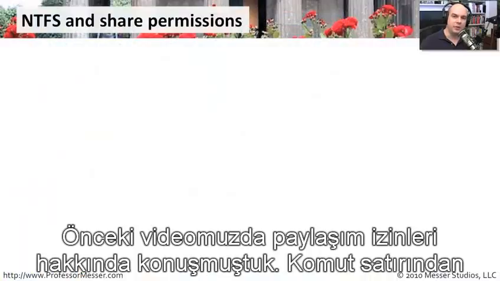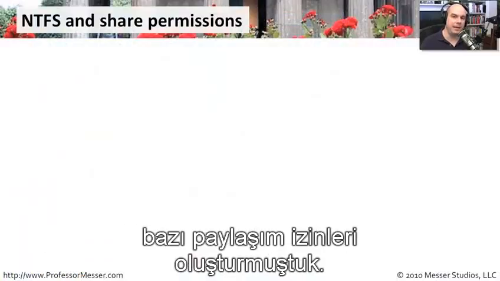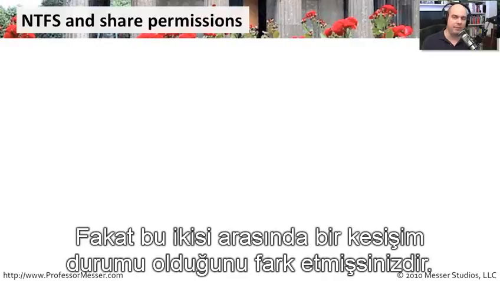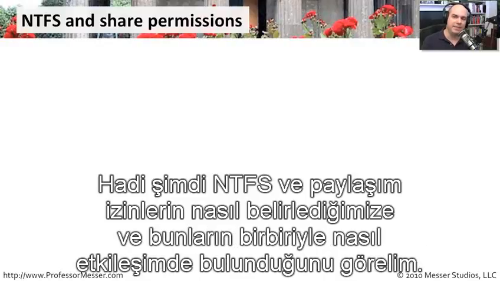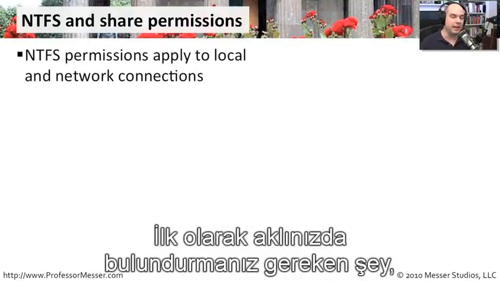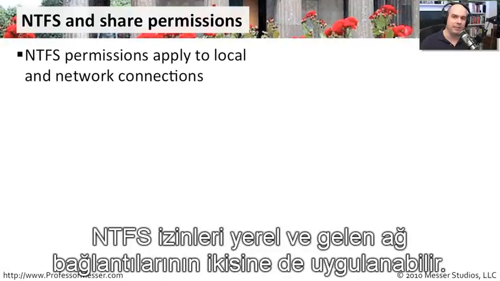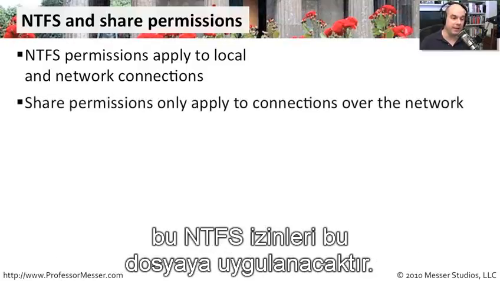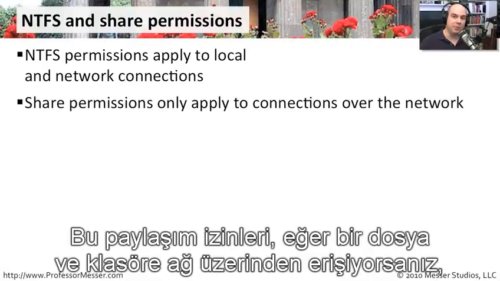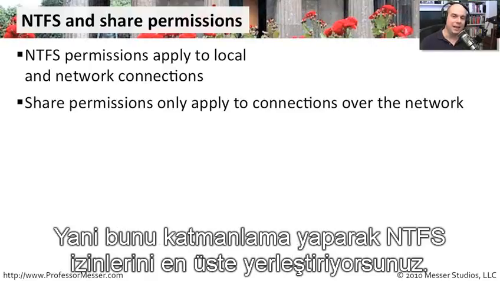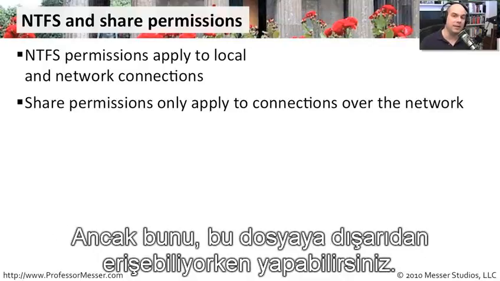In our last video, we talked about share permissions, and we set some share permissions from the command line. In this video, we've talked about NTFS permissions and how they apply, but you'll notice there's a little bit of overlap here. Let's look at how we would determine NTFS and share permissions and how they interoperate with each other. Well, the first thing to keep in mind is NTFS permissions apply to both local and network connections coming in. So it doesn't matter how you're hitting that file, your NTFS permissions will apply. The share permissions are an extra level of permissions that are set if you are accessing that file or folder from across the network. So you're really layering some additional share permissions on top of your NTFS permissions, but only if you're hitting it from outside of this computer.